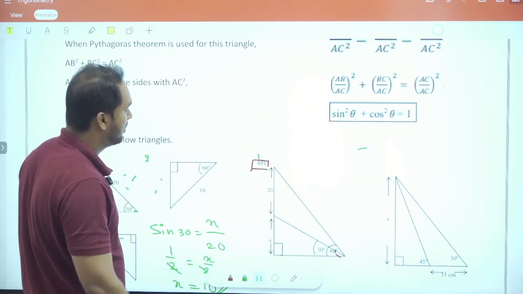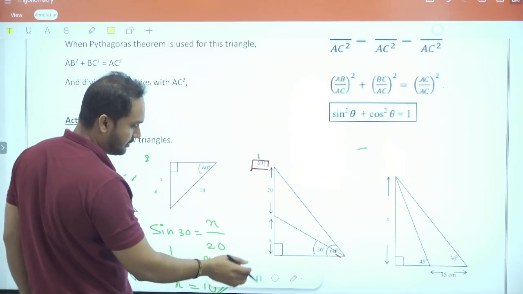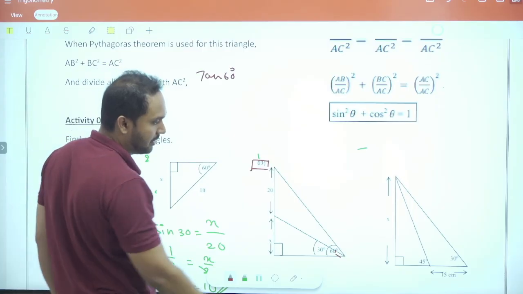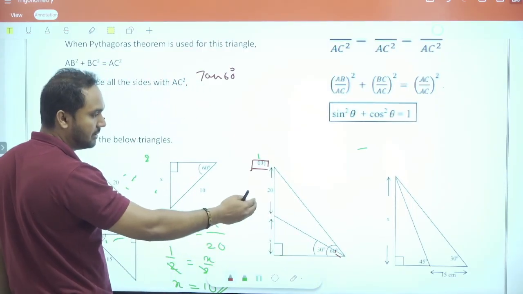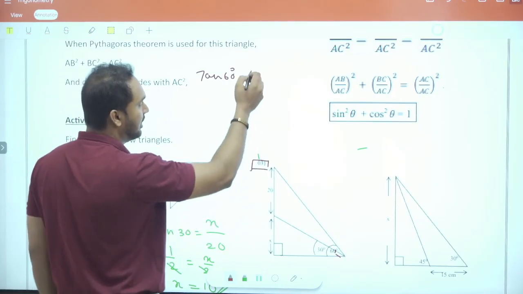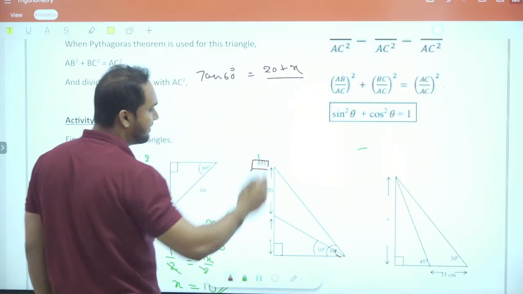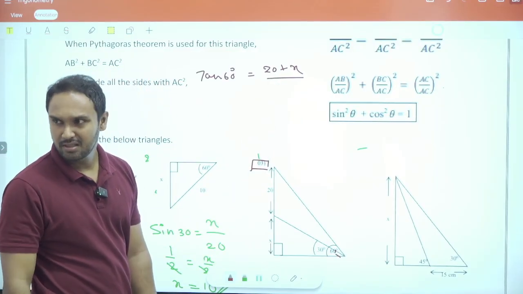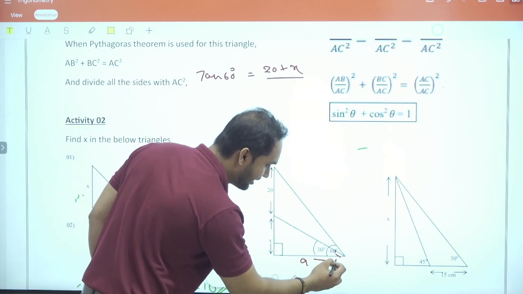Right. So I'm going to apply tan 60 to the large triangle. Tan is opposite over adjacent. Now what is the opposite here? 20 plus x, isn't it? It's 20 plus x, divided by the adjacent. The adjacent side isn't labeled, so you can take any symbol. What do you like to put? Okay, A.